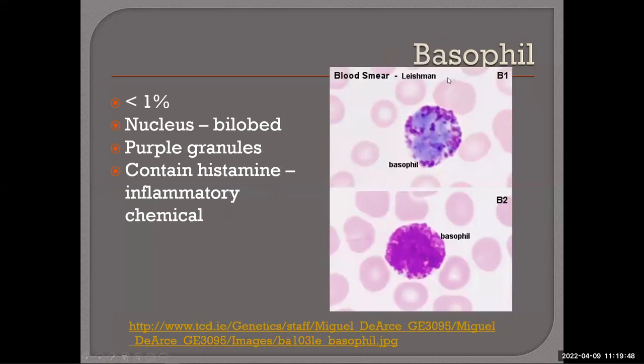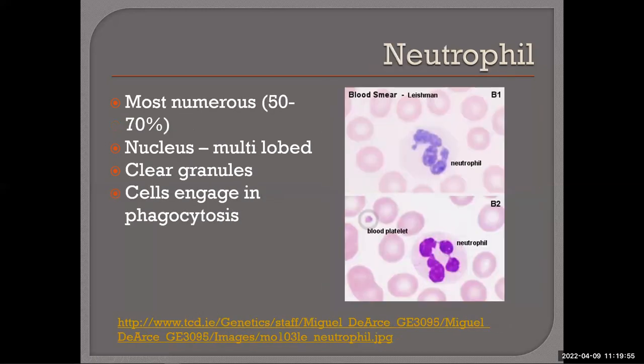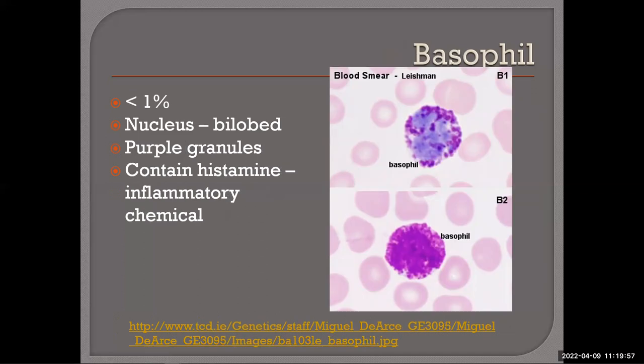And the last one, Uncle Ben's B, the basophil, this one has two lobes, whereas the first one is multi-lobed, has quite a bit. This one only has two. And it has purple granules associated with it, and it contains histamine, an inflammatory chemical.